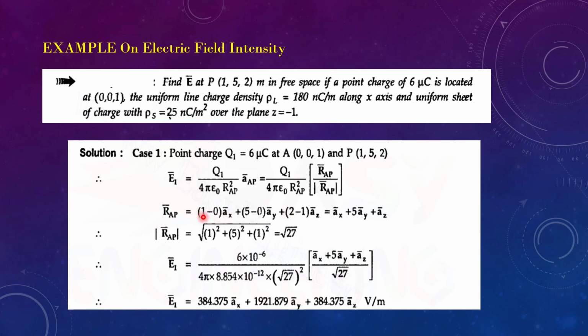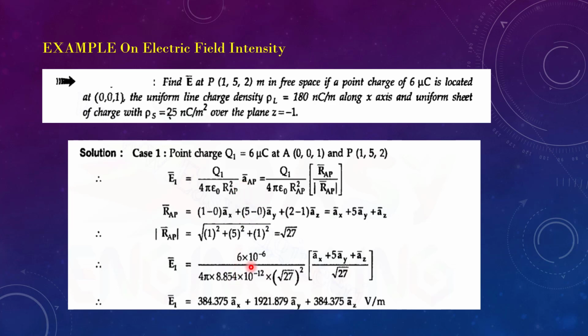So RAP is equal to 1 minus 0 AX cap plus 5 minus 0 AY cap plus 2 minus 1 AZ cap. So it is equal to AX plus 5 AY plus AZ cap. So RAP magnitude is equal to 1 square plus 5 square plus 1 square, that is equal to square root of 27. Now we will put all these two values in the above equation.